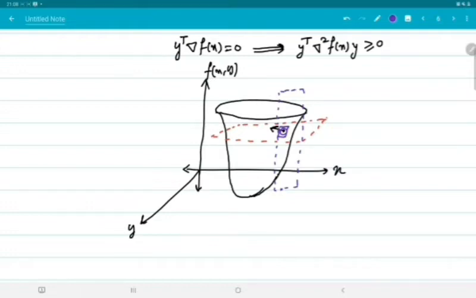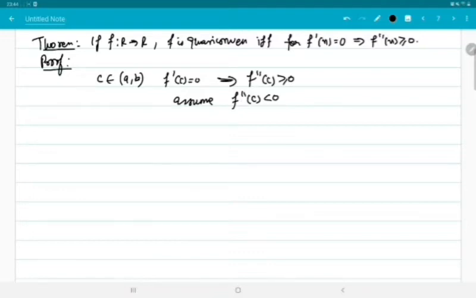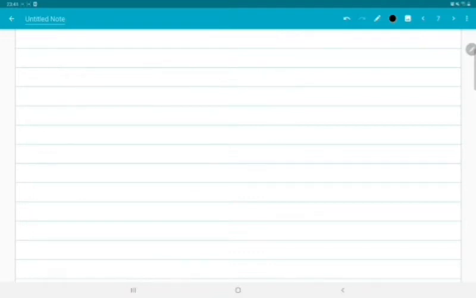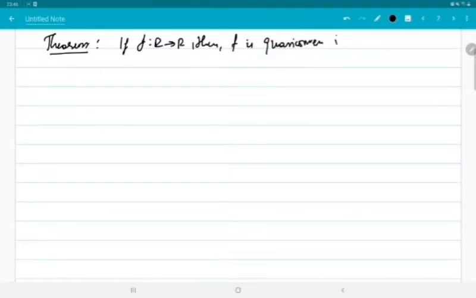Okay, so now the second order conditions for quasi-convexity. The statement is that if f is from R to R, then f is quasi-convex if and only if wherever f dash x is 0, f double dash x is greater than or equal to 0.